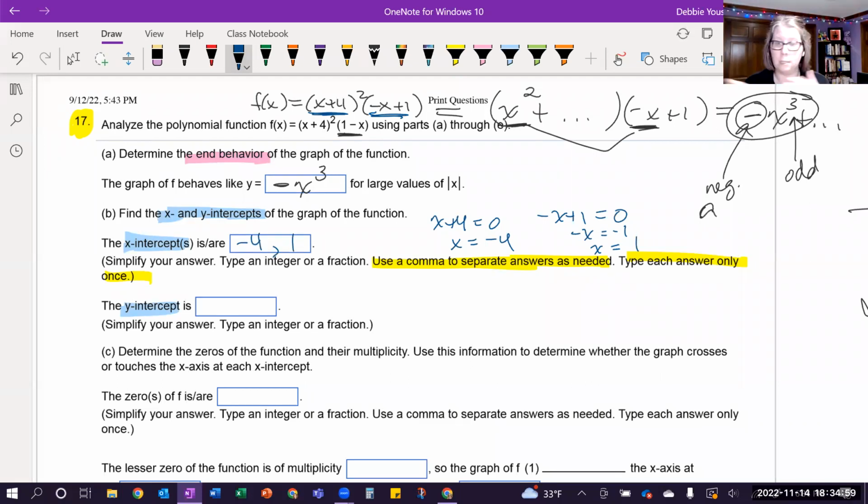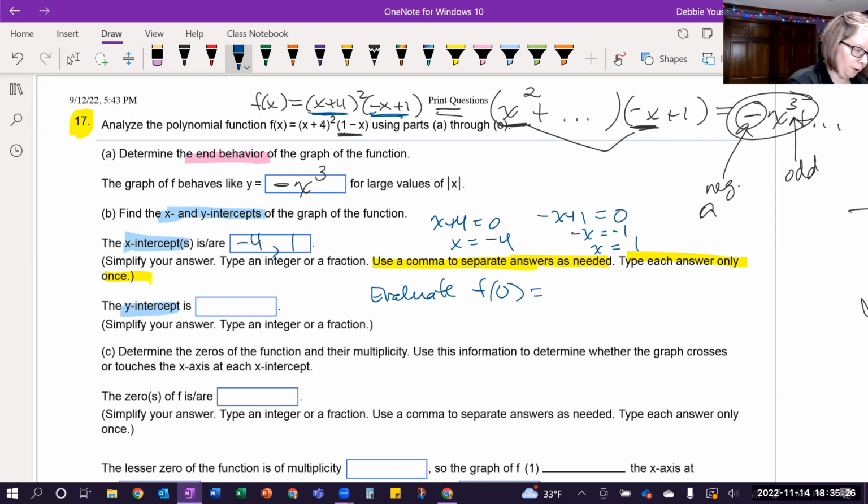No parentheses. It's not an ordered pair. Just literally the numbers. Then the y-intercept. The y-intercept is when you put 0 into your function. So that means I want to evaluate f of 0. So when you find the x-intercept, you set the factors equal to 0 or the output to 0. And when you find the y-intercept, you put the input as 0.